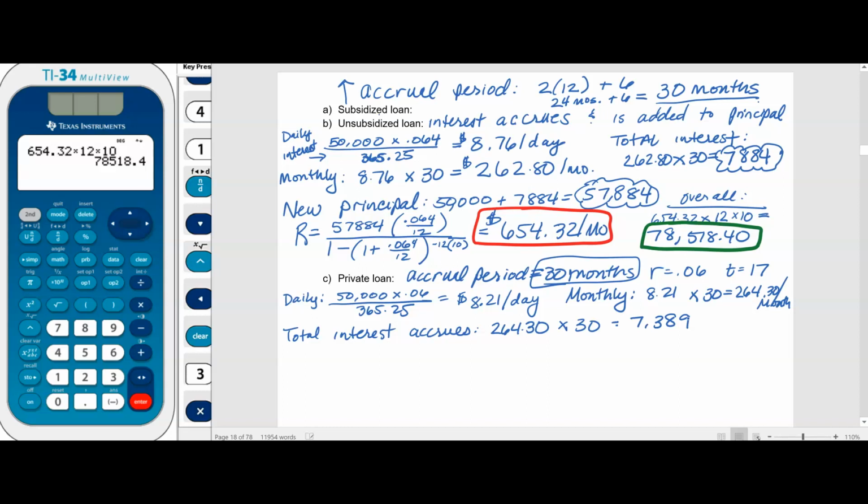$7,389. So notice that's a little bit less than what accrued with the last loan, and that's just because the interest rate here is lower. The interest rate is only 6% as opposed to 6.4. So now we're going to calculate our new principal, and we're going to take the $50,000 and add that interest, 7,389, and we get $57,389, and that's going to be our new principal amount.